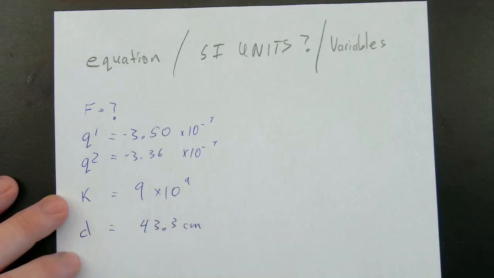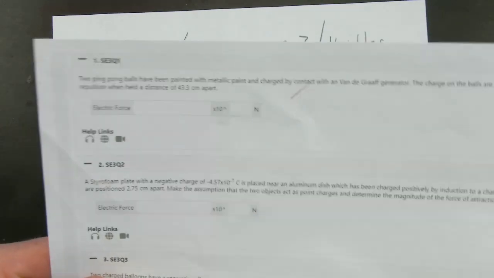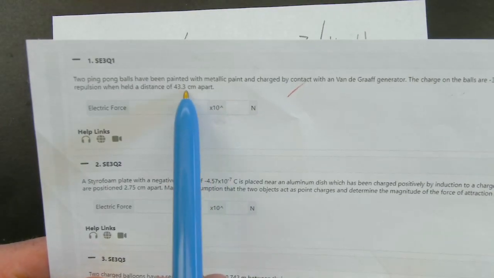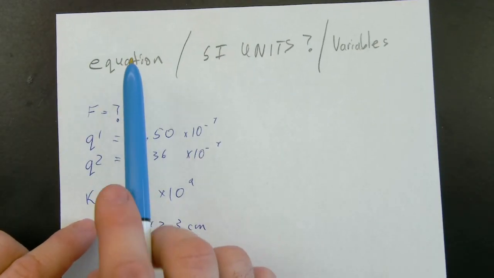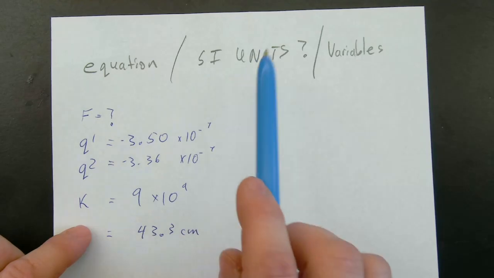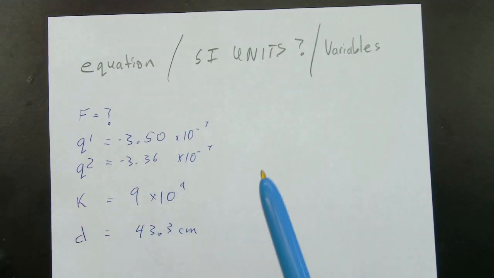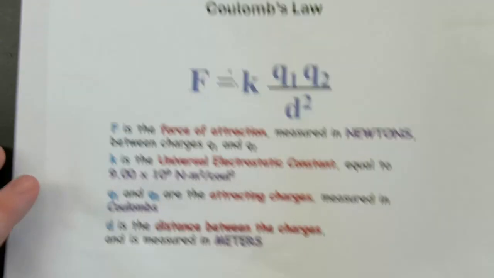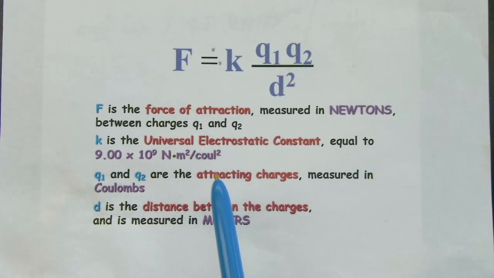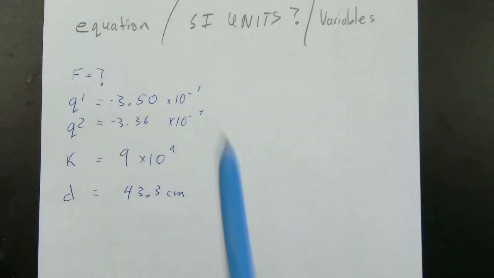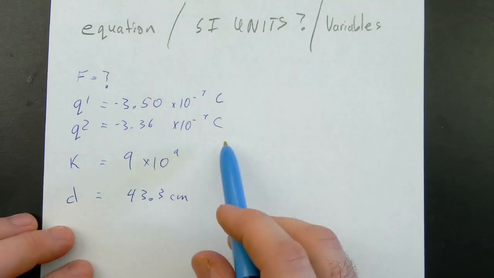And this is critical. On this one, it shows 43.3 centimeters right here. But come up with equation, variables, and then SI units. This is a really big deal. Were these charges in SI units? So if we look back here, what is the SI unit for charge? It should be coulombs. Did it give us these charges in coulombs? It did, in fact, because it labeled it as C. And in fact, it labeled it as C, so we're good.